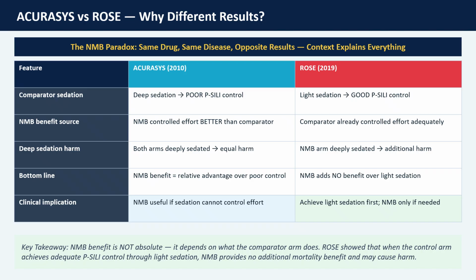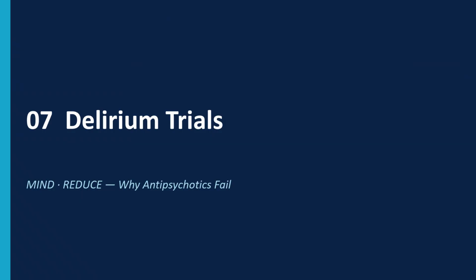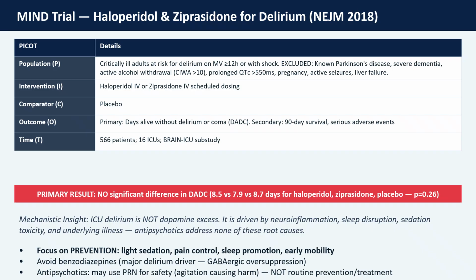So these are the differences between the ACURASYS trial and the ROSE trial, right? What about delirium? Why not give an agent like haloperidol or ziprasidone to prevent delirium in this patient? So in the intensive care unit, all the clinical syndromes are multifactorial. So it is not that easy. ICU delirium is not because the patient suddenly became psychotic with excessive dopamine. It is a neuroinflammatory state.